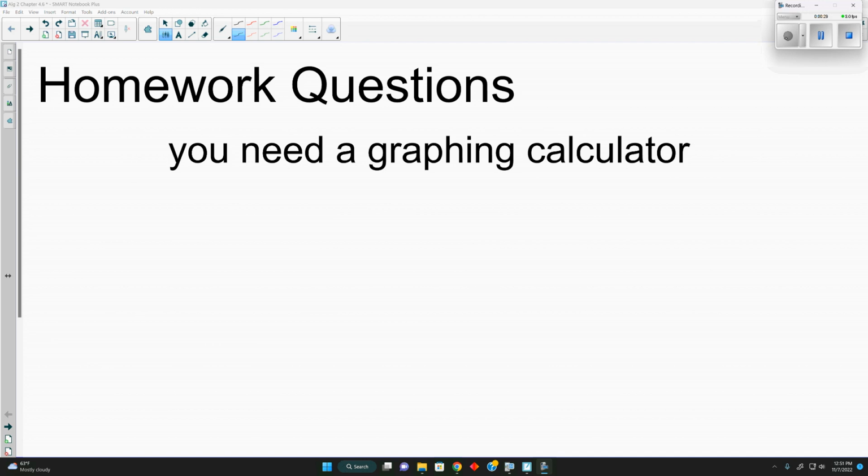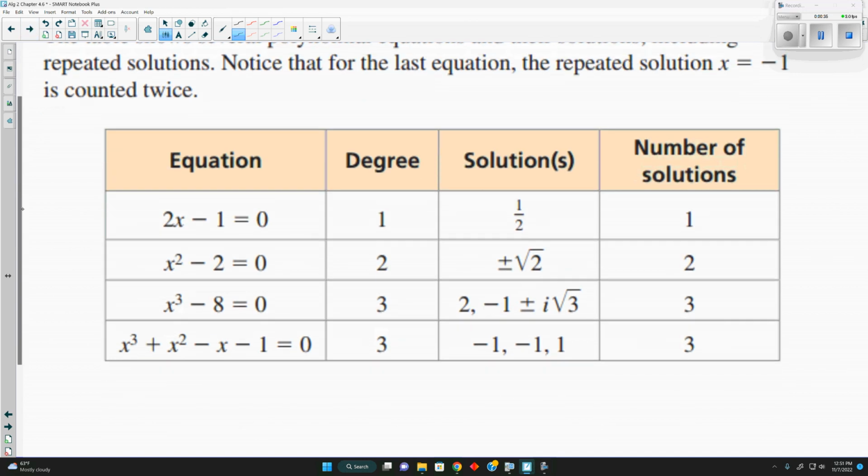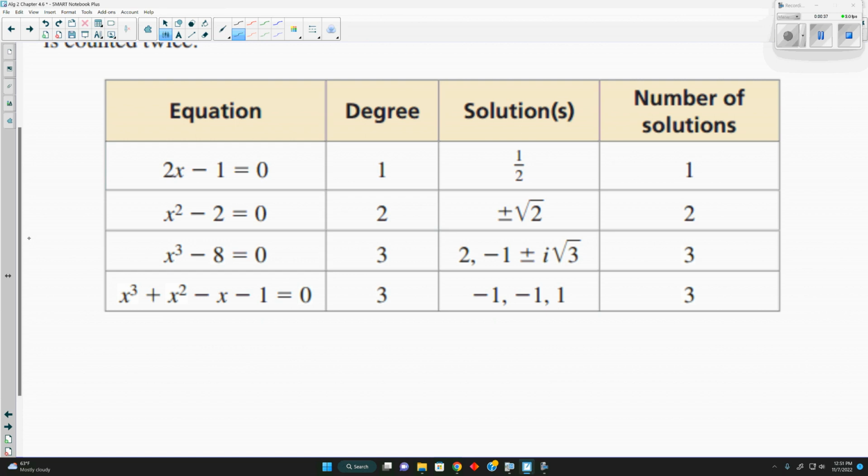So the first thing we're looking at today is the fundamental theorem of algebra. Now, when we look at these equations, the first one, 2x minus 1 equals 0. The degree is 1 because the biggest exponent we have attached to the variable is 1. If we worked it out, the solution is 1/2, and we have a total of one solution.